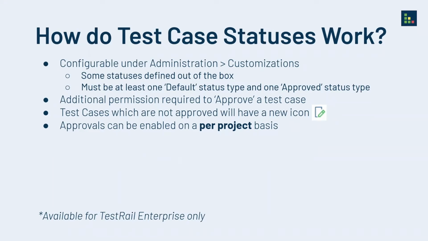If you do not have permission to approve a test case, then you will not be able to change a test case to approve it yourself. It would need to go to someone who can actually approve a test case. Test cases which are not approved will have a new icon indicating it's a test case draft, and that will be indicated with the square or rectangle with the pencil next to it. And the approvals can be enabled on a per project basis. So if you only need to implement this kind of review process for specific projects, you can do that by editing your project settings.